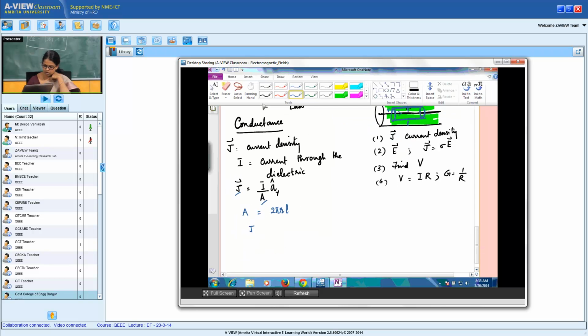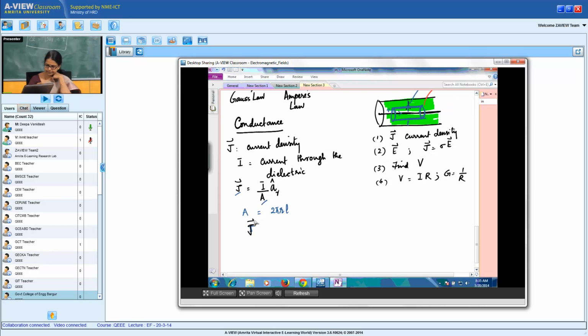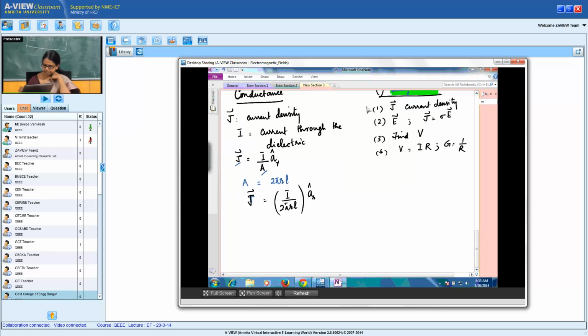So my J would be current divided by 2 pi r L, in AR. First step is done. Second step is find the electric field from here. Electric field is J over sigma. So this is nothing but I over 2 pi r L sigma AR.